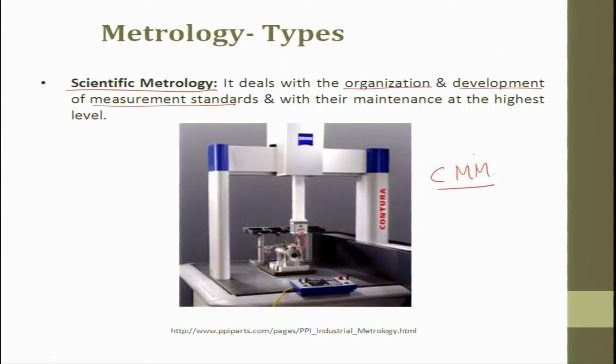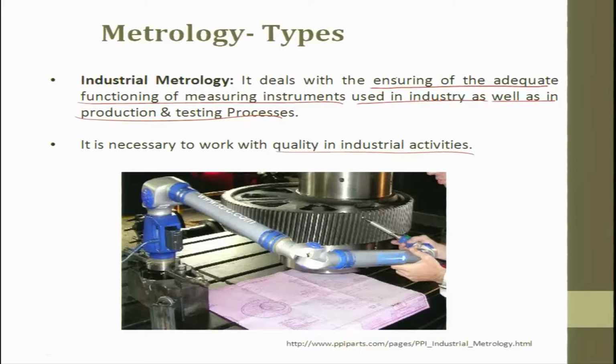The difference between this: scientific metrology deals with the organization and development of measurement standards. Here you are developing standards with their maintenance at the highest level, but in industrial metrology already pre-existing equipment is there. Using that equipment you are trying to measure and quantify data.